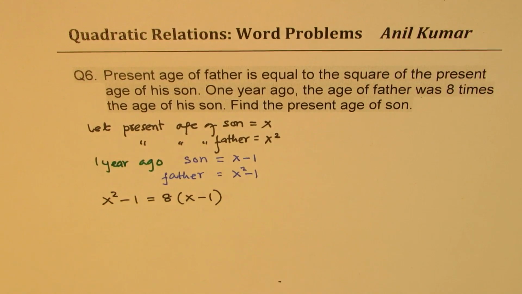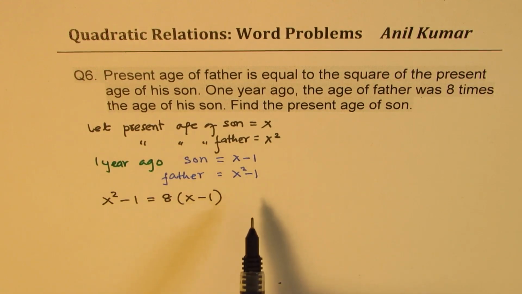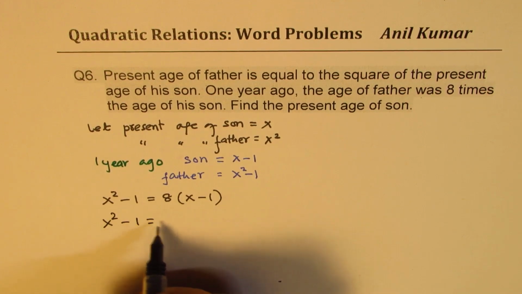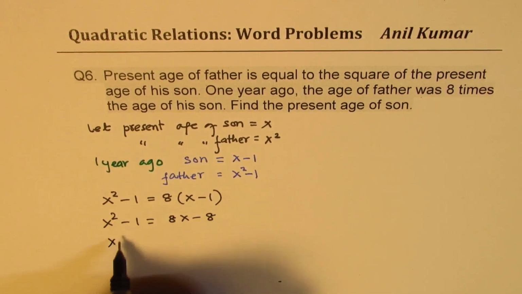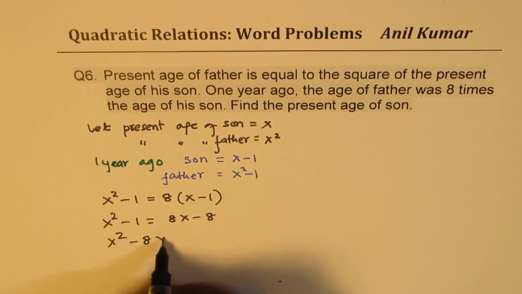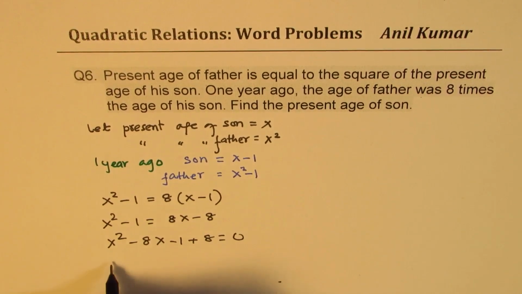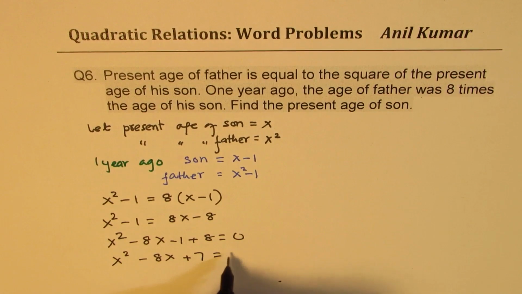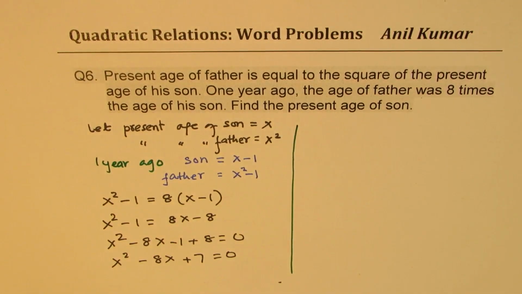Does it make sense to you? So it's kind of very important to get the equation, right? So in age problem, that is how you could do it. Now it is a simple question of expanding and simplifying, right? So open the bracket, so 8x minus 8, bring them together, x squared minus 8x minus 1 plus 8 equals to 0. And that is x squared minus 8x plus 7 equals to 0. And you can now factor this and get the answer.